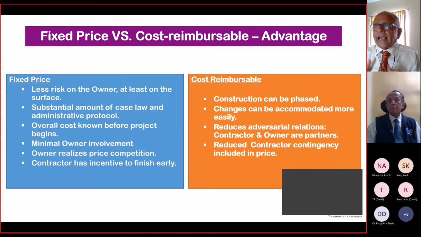It also helps in reducing the adversarial reactions, which is basically the tensions that could arise while completing the contractual obligations between the contractor and the buyer, because both the parties are involved in finishing on time and within the budget. There is obviously also a reduced contractor contingency, which is included in the price in a cost reimbursable, because it is a cost plus that is going on.